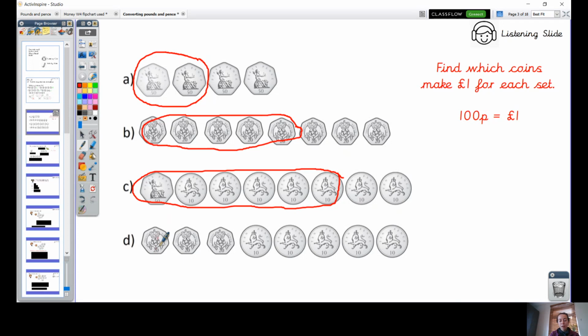Okay. I'm going to count up 20, 40, 60. I'm going to count in tens, 70, 80, 90, 100. Apart from that last 10, all of these coins make 100 pence.